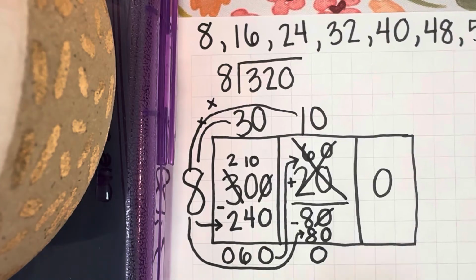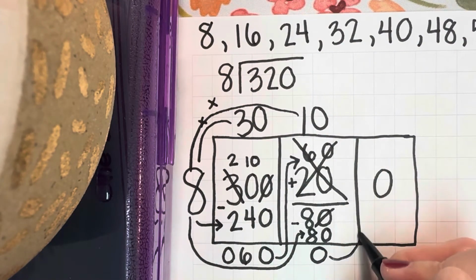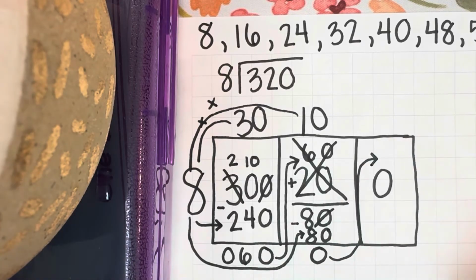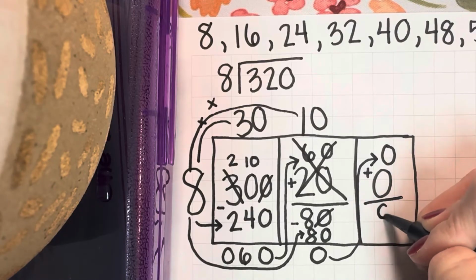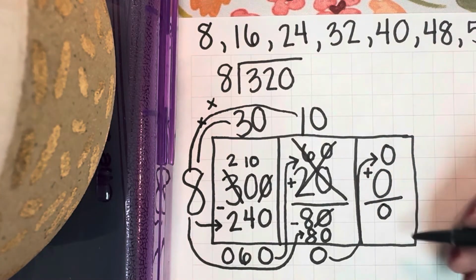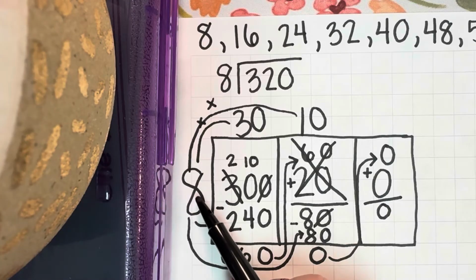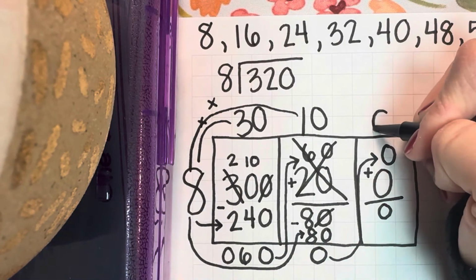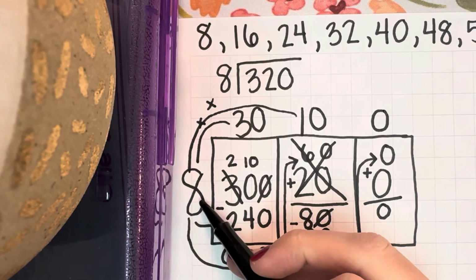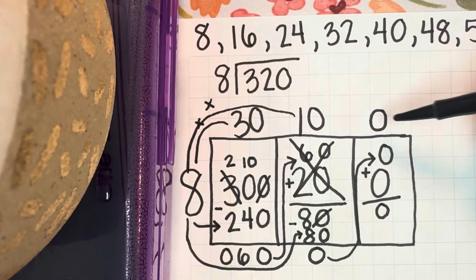So luckily, I don't have anything that I need to move to the next box. Because if I did, you can if you want to, but 0 plus 0 is just 0. So it doesn't make any difference. So you can move it if you'd like, but you can also leave it there. How many groups of 8 goes into 0? The answer is always 0. No matter what the number is, if there's a 0 in the box, the answer is always 0.